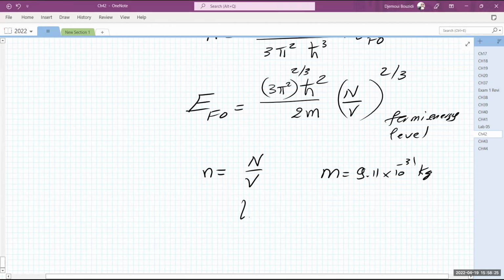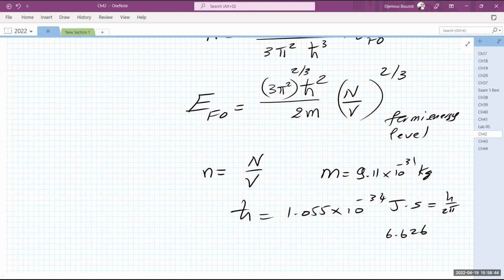ħ, by the way, is what? 1.055 times 10 to the negative 34 joule second. Remember, it's just h divided by 2π, where h is 6.626 times the same power. Okay, so this is what we need to do.